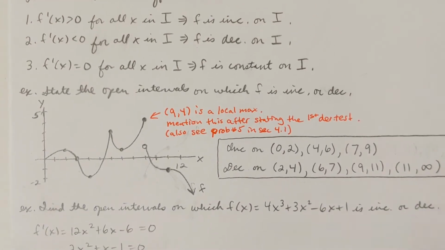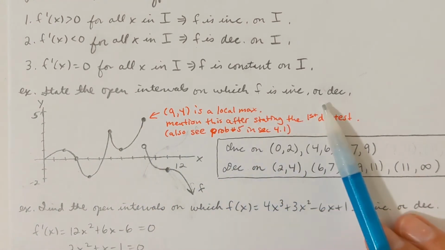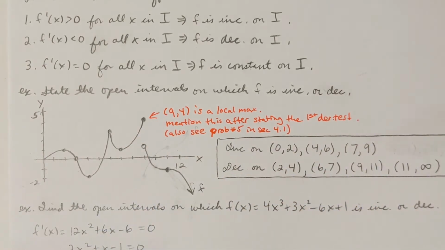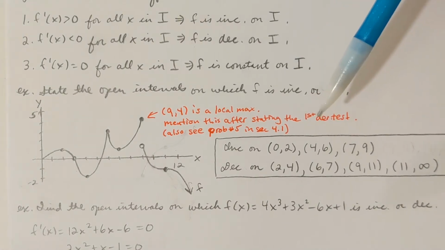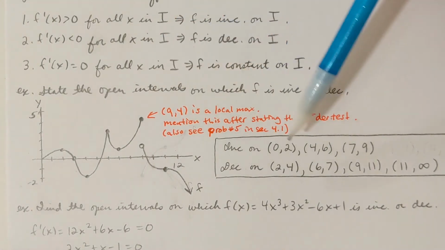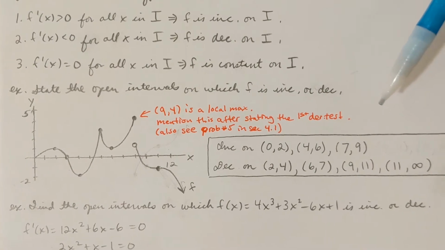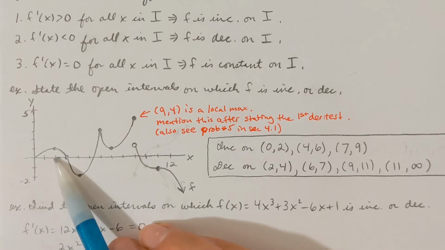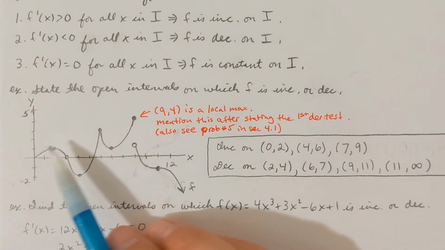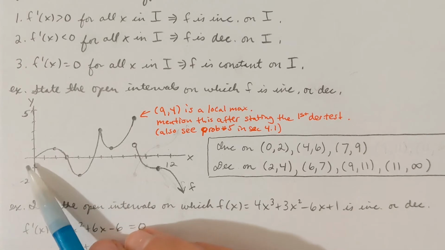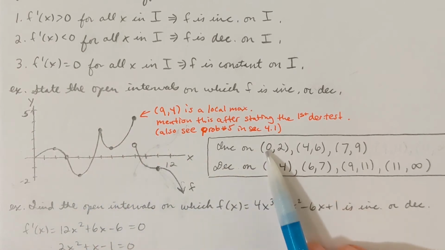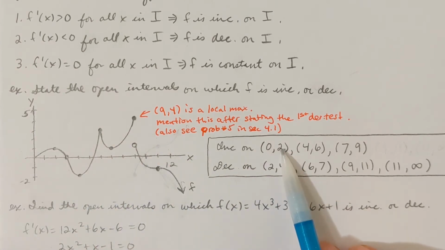Let's take a look at an example. State the open intervals on which f is increasing or decreasing. Here's just some curve that I drew. Where are we increasing? Open intervals means parentheses everywhere; that's how the book is going to want it. Between 0 and 2, if we scan from left to right, the curve is rising. Also, if I were to draw a tangent line, the slope of that line would be a positive number. So I'm increasing on the interval from 0 to 2.